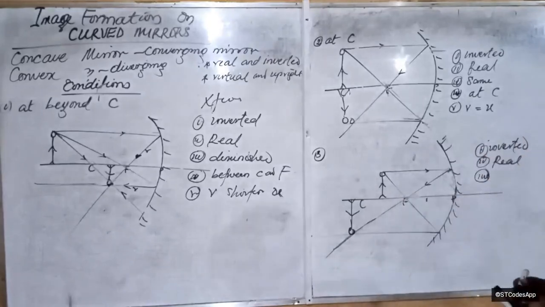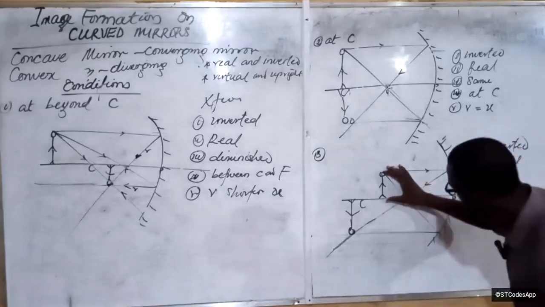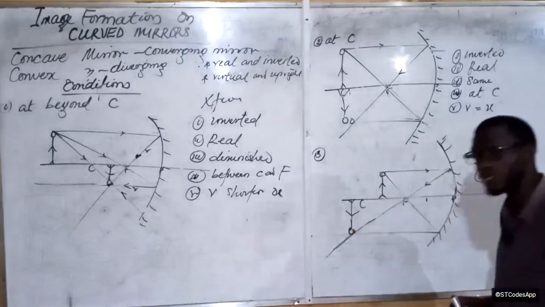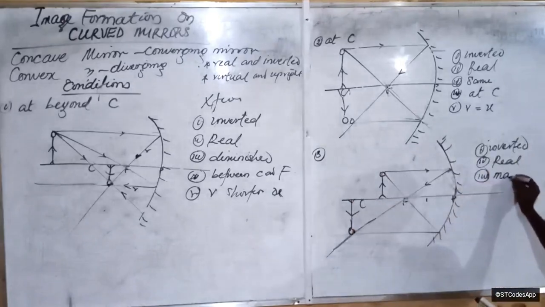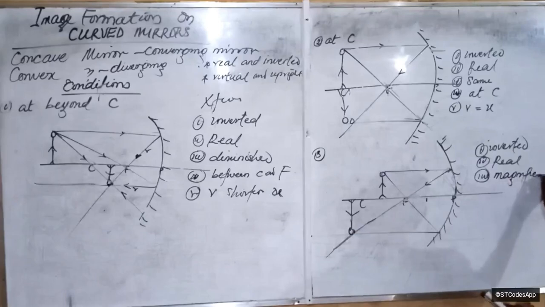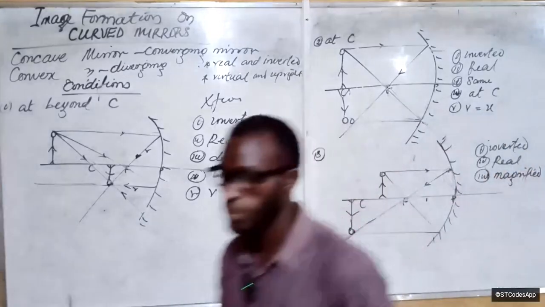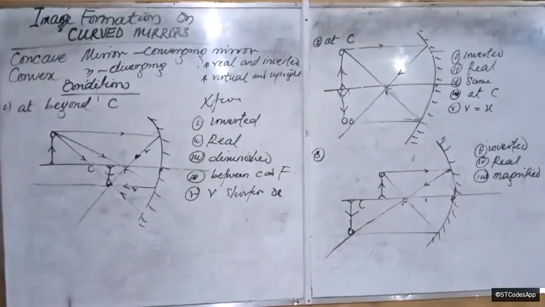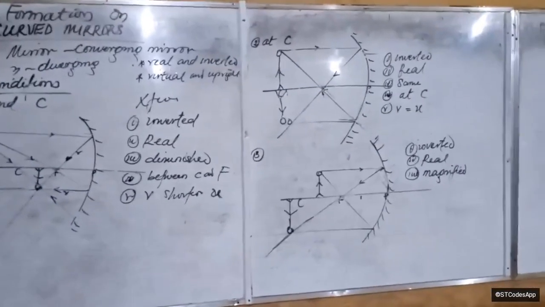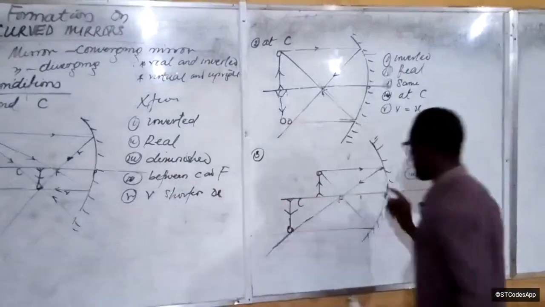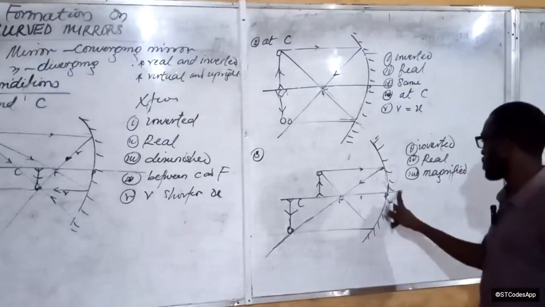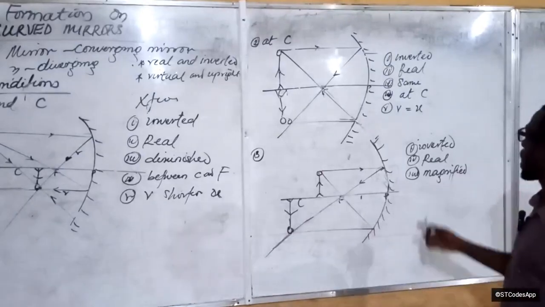How about the size? Now notice this. Look at the size of this one and look at the size of this one. What does that mean? It means it is bigger, right? So it is magnified. We say the image is what? Magnified. So the image that is formed is magnified. Why? It is bigger than the object. The image is bigger than the object. All right. What else? How about the position?